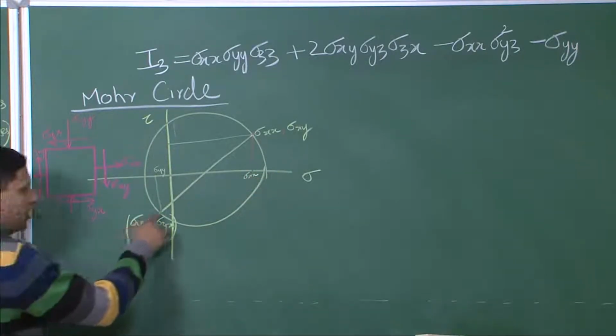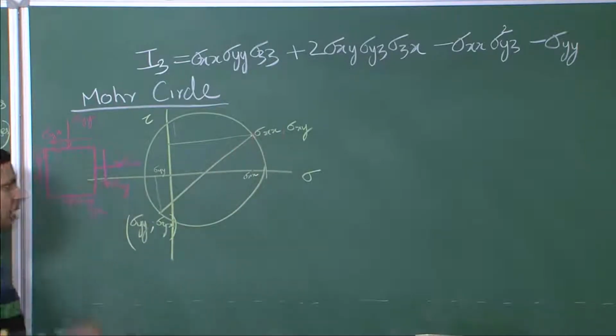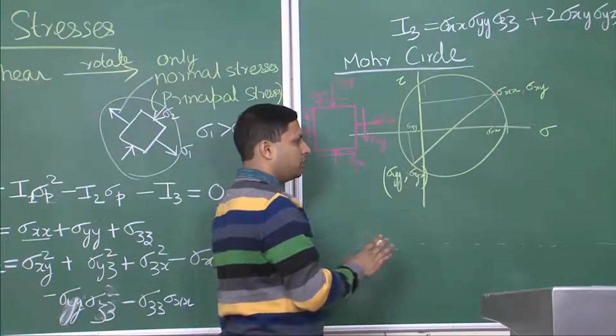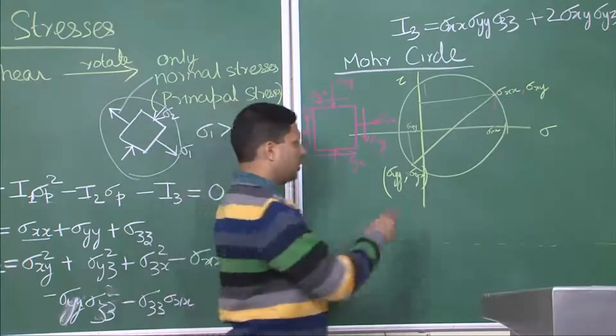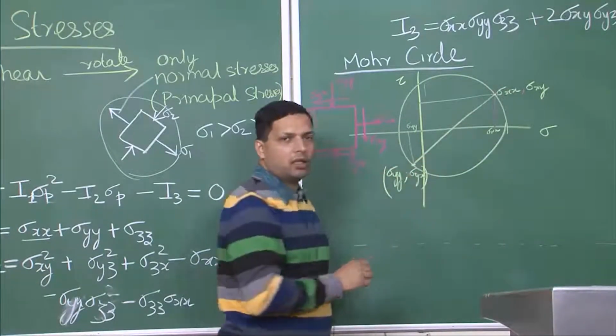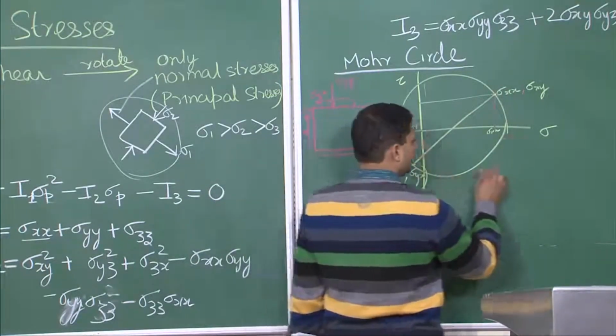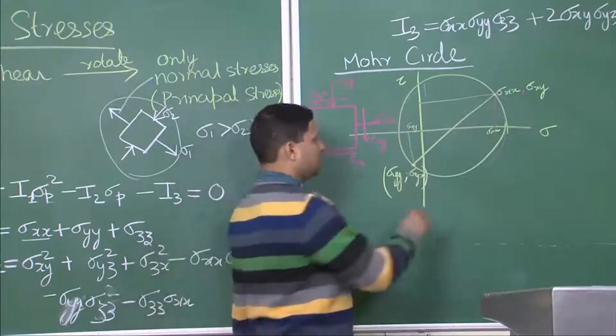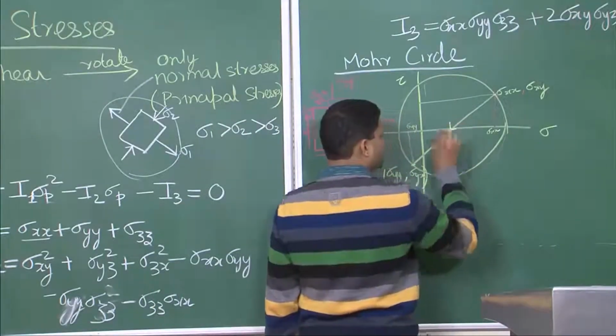Now, when you plot these 2 points, do not think that I have drawn a circle. The circle comes later. Once you have these 2 points, taking this to be a diameter, if you draw a circle, this is what is called a Mohr circle for this particular element, and let us say this is the center.